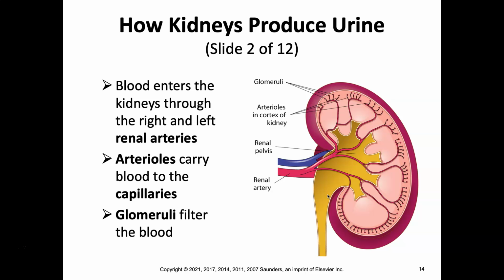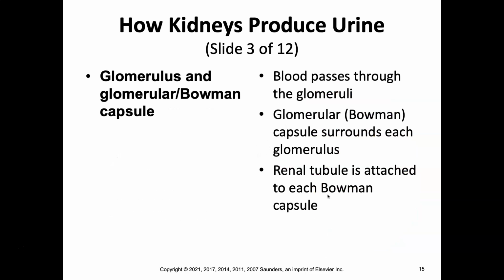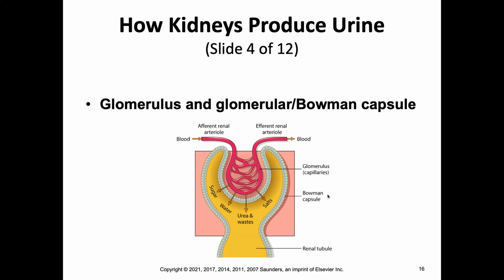So this is a good visual if you were kind of stumped on the last one. And this talks about how the urine is actually produced, how the blood passes through the glomeruli, and then those capsules that surround each glomerulus. Then the renal tubule is attached to each Bowman capsule. And here's a visual. Thankfully, they give us visuals for each of these, because I think if we were stuck with just the slides, it would be a bit challenging.